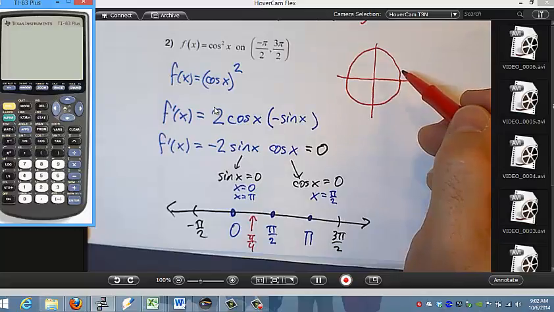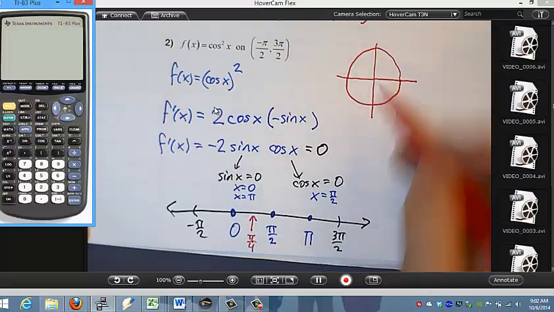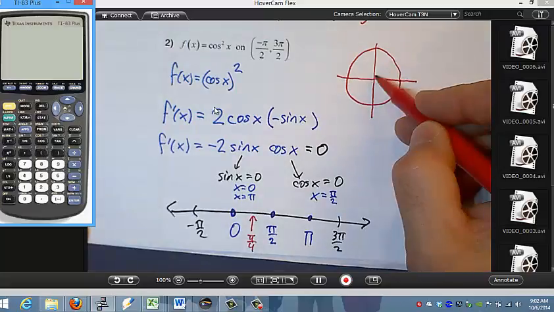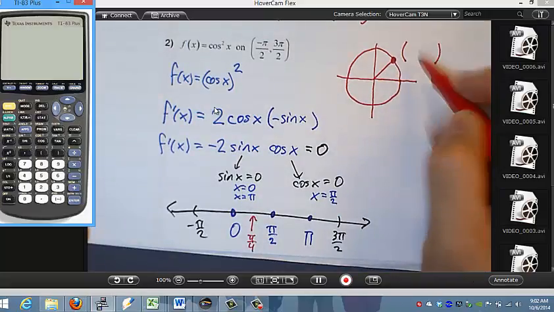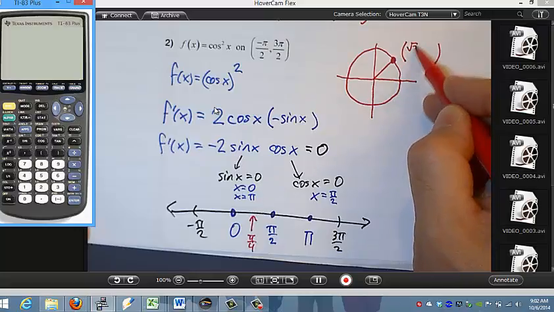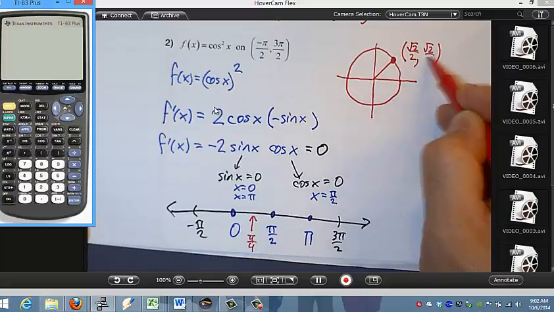You guys with me? So when I want to talk about pi over 4, that's right here. And that's one of those famous points we memorized. You remember? Radical 2 over 2, radical 2 over 2. Yes?